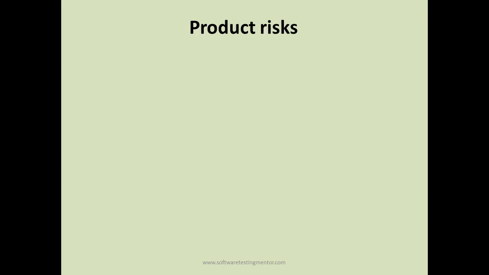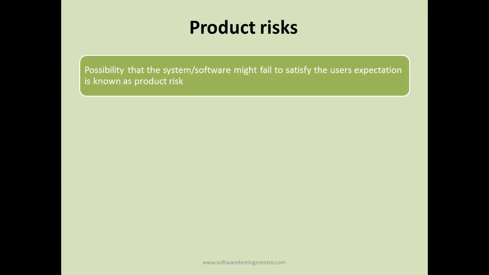So what are product risks? The possibility that the system software might fail to satisfy users' expectation is known as product risk. A product not able to fulfill end users' expectation is a product risk. Any risk associated with the software that you are delivering is a product risk.